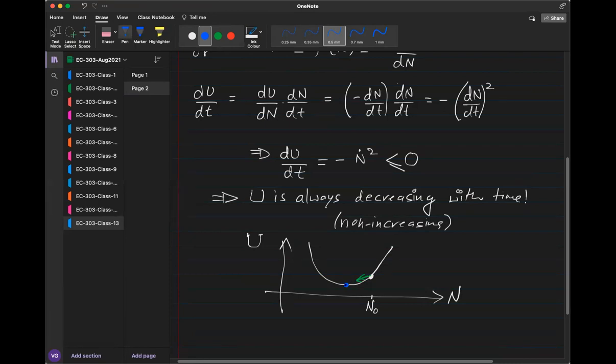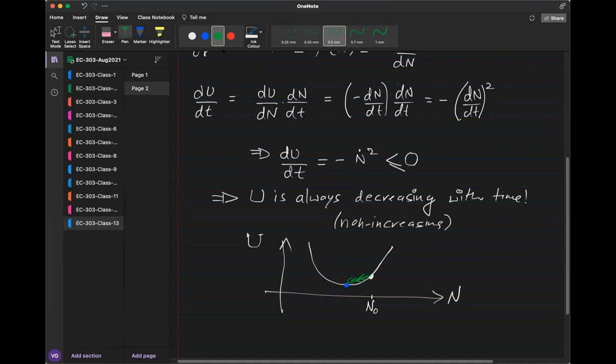What is the value of u here? Let's say it's the minimum possible value of u in this entire function. Now, will the system move further towards the left? What happens if it moves further? What happens to u? It will increase, right? Then that will violate this equation. So the system will keep flowing, and how long will it flow? Until it hits the bottom of the function u versus n.